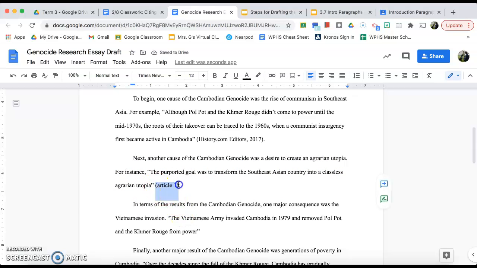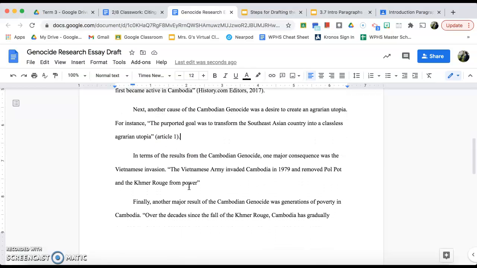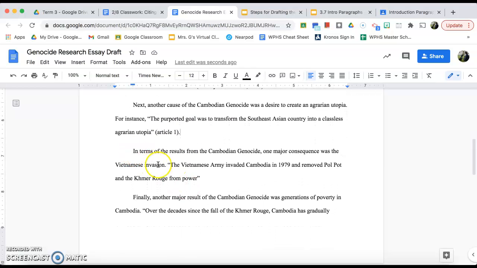So I didn't write down the name of the article when I was doing my outline, so I might want to go back to that and find out what article 1 was. Which one was that? If that was history.com or whichever article that was referring to. Okay, and for the next one, again, after my topic sentence, before my quote.